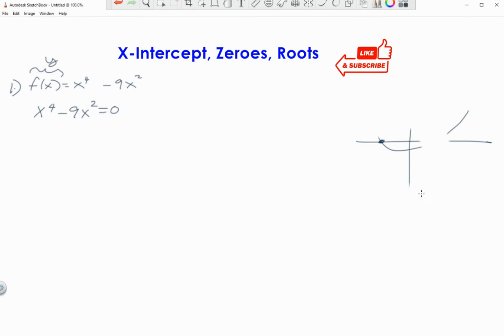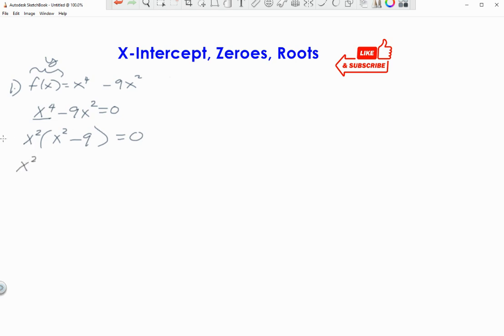Okay, so now we have that equation. We can factor it using greatest common factor. You have x squared times x squared minus 9 equals 0. So you factored out x squared. You divide the first term by x squared, you have x squared left. Negative 9x squared divided by x squared, you have negative 9. Okay, so now we can factor the one in parentheses.